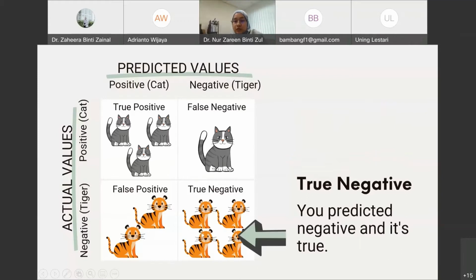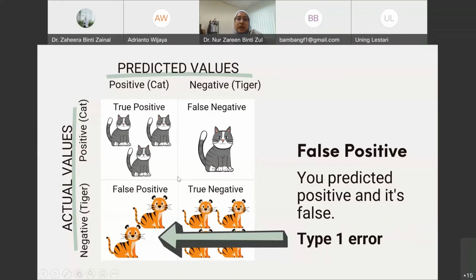Same goes for true negative. So again, negative means you predict it as negative and it is true. So that's why it's called true negative. So you predict as negative and it is actually negative.